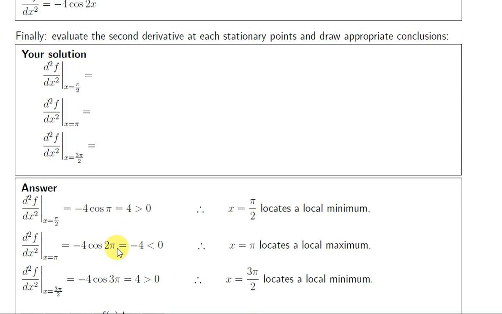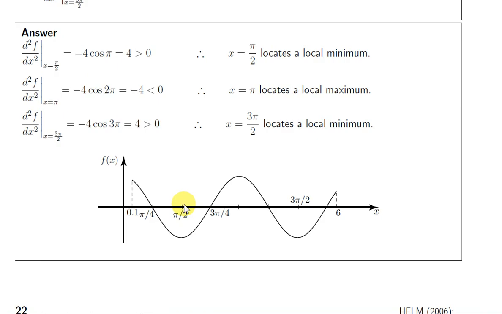The cos of 2 pi is the same as cos of 0, which is 1, so that's negative. So the second derivative is less than 0, means we have a local max at x equals pi. For the next example, we have cos of 2 times 3 pi over 2, or the cos of 3 pi. The cos of 3 pi is the same as the cos of pi, or the cos of 180 degrees, which is minus 1. So we get a positive result here, and that tells us that at x equals 3 pi over 2 we have a local min. So here's the picture. We have a local min at pi over 2, local max at pi, and a local min at 3 pi over 2.